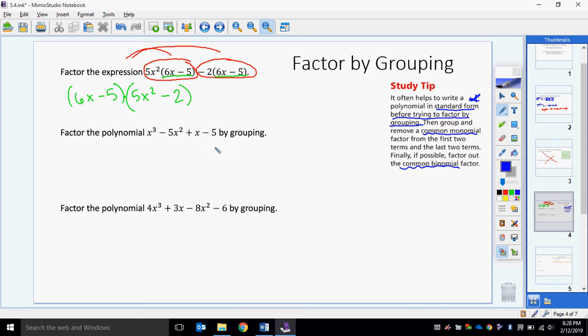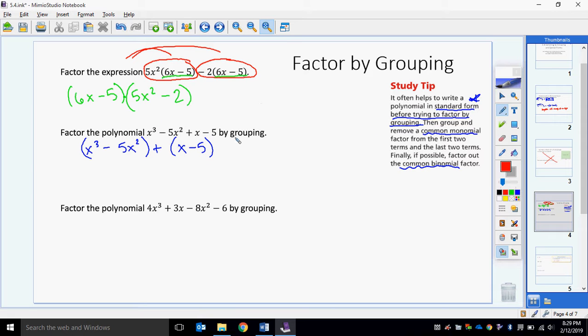This one's already in standard form. So let's go ahead and group things together. And what I mean by grouping together is I want to place parentheses kind of around these first two terms and around the second ones. Okay, why am I doing that? Because I'm going to be able to factor out something from these two.